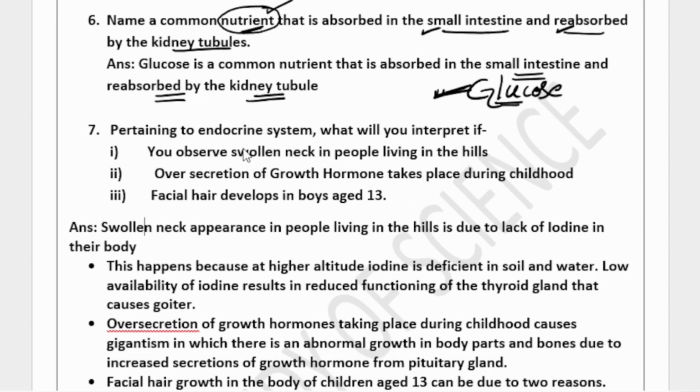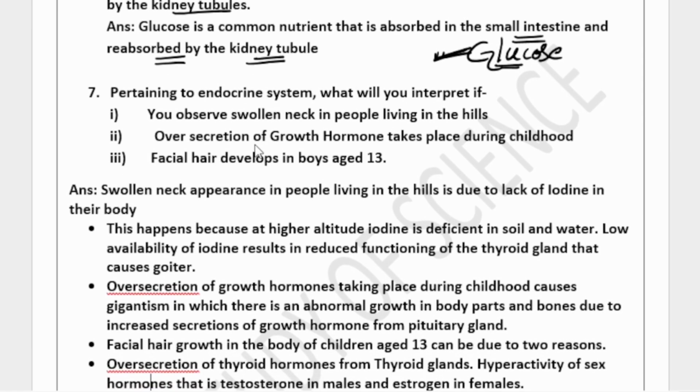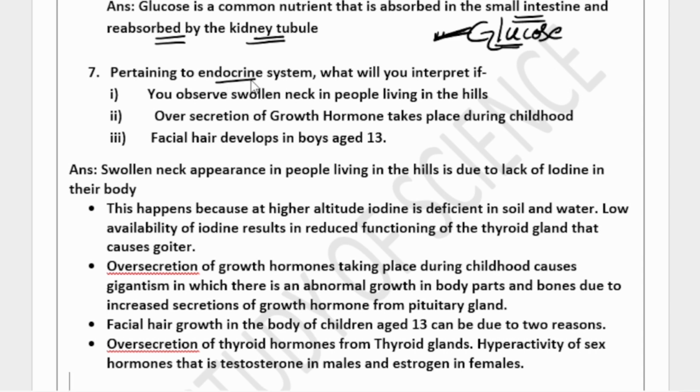The next question is pertaining to the endocrine system. See, we are talking now about the endocrine system. See, this question is related to the endocrine system now. So related to the endocrine system, what will you interpret? So based on these three questions, what will you tell? And these three questions are related to the endocrine system. What is all about the endocrine system? Endocrine system means what? It is all about the hormonal system. So the hormones which are released in your body, that is the chemicals which are released in your body, are all present in the endocrine system.